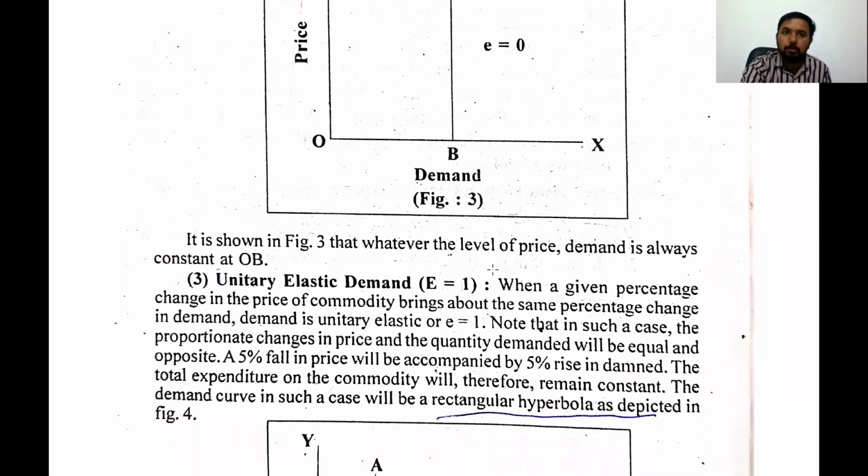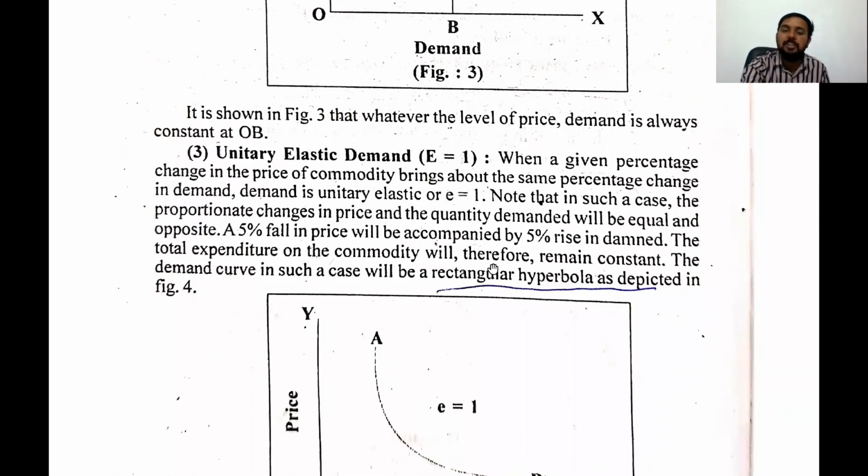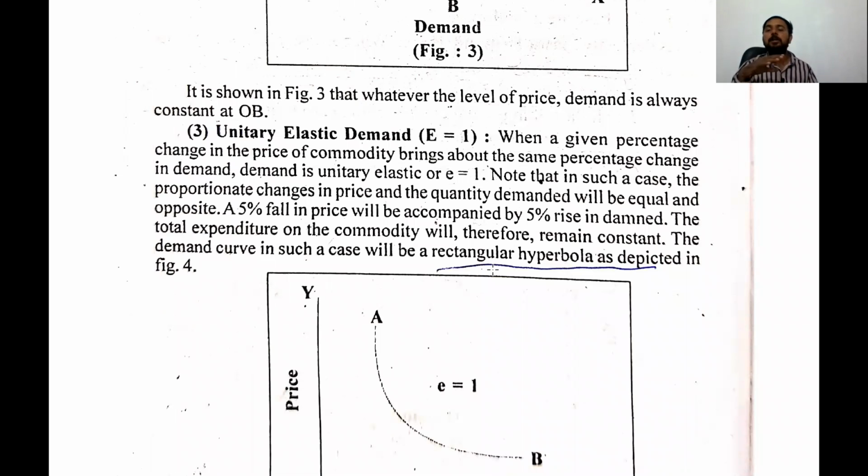Now we will move further to the next type, that is unitary elastic demand. It is a case when a change in price brings about the same proportionate change in demand. It means when the price rises by 5%, demand will fall by 5%, and when the price falls by 10%, demand will rise by 10%. So when there is an equal change in the price and the demand, it is unitary elastic demand. In this case, elasticity is equal to 1.